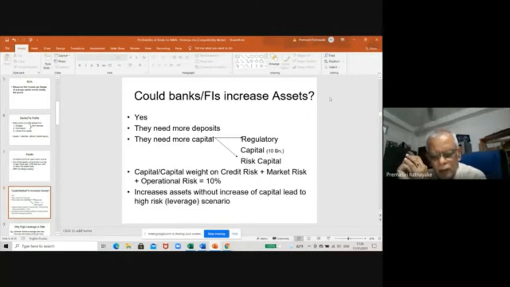Capital divided by capital weight on credit risk plus market risk plus operation risk equals 10%. What do you recollect with this capital divided by capital weight on credit risk, market risk and operation risk? It is the Basel II regulation, isn't it? 10% of capital, then increasing assets without an increase of capital leads to a high risk leverage scenario. You are only increasing the leverage.